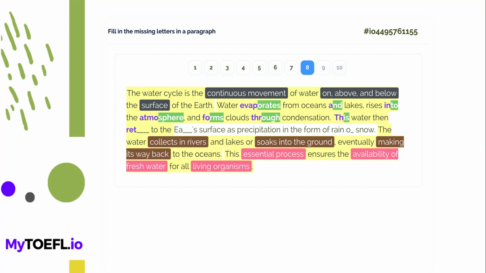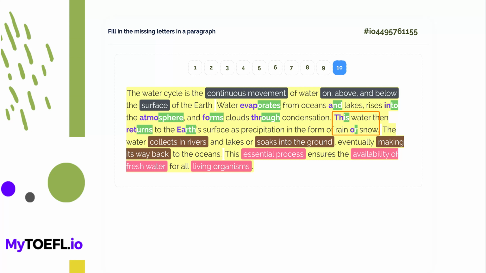Finally, let's complete the 10th and last blank. This water then returns to the Earth's surface as precipitation in the form of rain, blank, snow. The question provides the letter O and contains 1 missing space. We have 2 forms of precipitation listed, rain and snow. We need a conjunction to present them as alternatives. The single provided letter guides us to the word or.